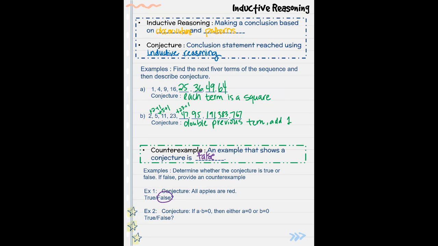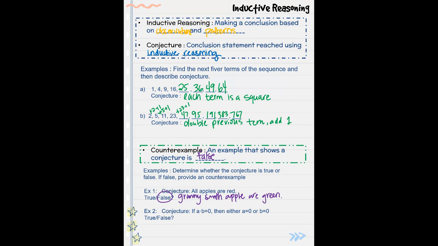Well, our Granny Smith apples are green. So there is our counterexample. So you're going to be asked not only whether the conjecture is true or false, but then if you're saying it's false, you have to give an example. You have to tell me why you're saying it's false.